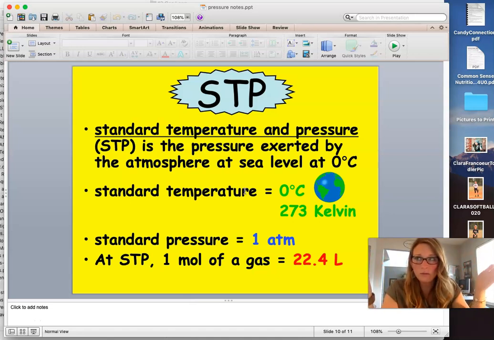So if I give you the number 10 degrees Celsius, how do you convert that to Kelvin? So easy. You add 273. If I give you the number 20 degrees Celsius, you just add 273 and it's 293 Kelvin.